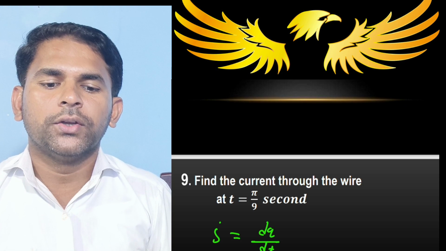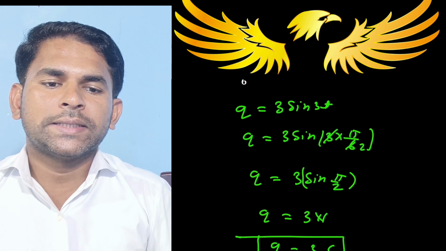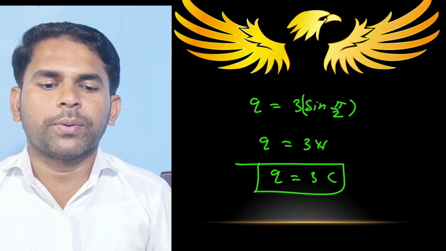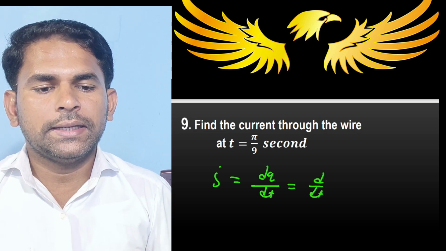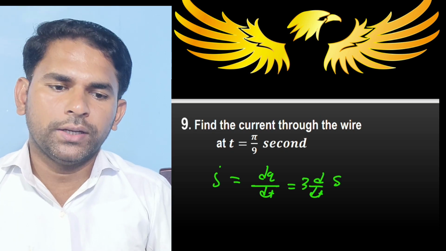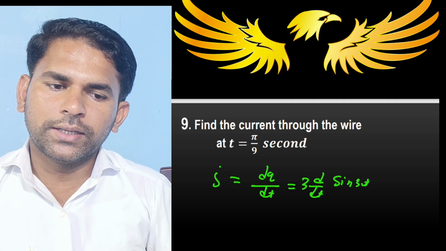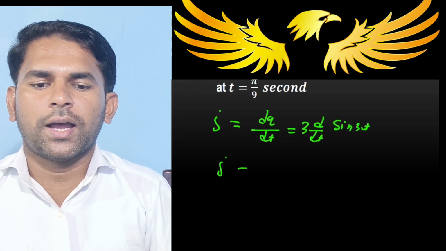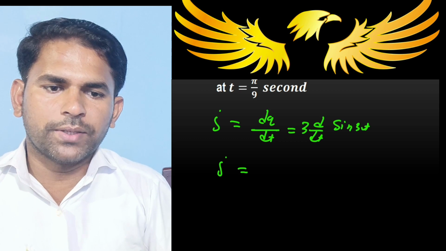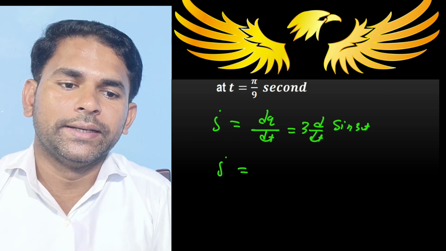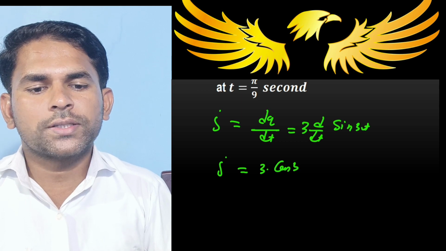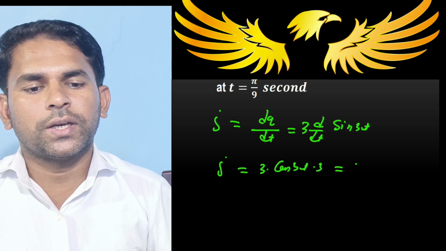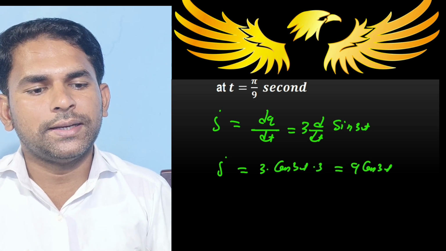So how can we find it? The value of q is given: 3 sin 3t. So we can place it here, d over dt. 3 is a constant, so we can write it outside sin 3t. Finally, I is equal to the differentiation of sin 3t, which is cos 3t into 3. So we can write 9 cos 3t.